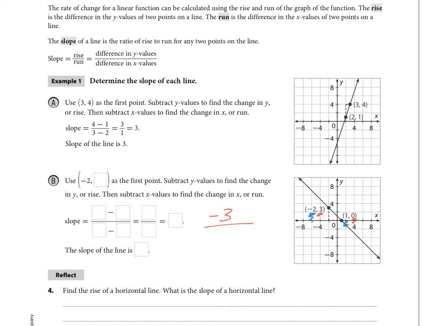So what did I do? I went to the right, which is a positive. How far did I go? I went +3. 3 times to get from -2 to 1. So when I do that and simplify it, what do I get? A -1. Well, that makes sense. Why? Because my line is going down, so I should have a negative slope.